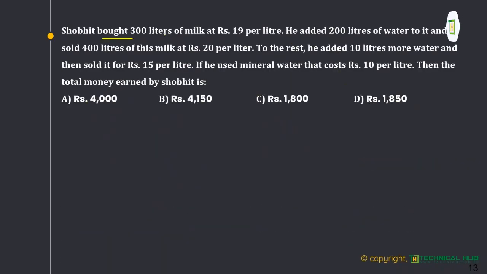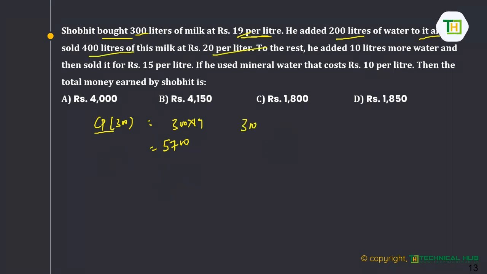Shobit bought 300 liters of milk at rupees 19 per liter. Okay. Then what is the cost price of the 300 liters? So cost price of the 300 liters is equal to 300 into 19. So that is equal to 5,700 rupees. Because 1 liter is 19 rupees, then 300 liters into 19 is 5,700.